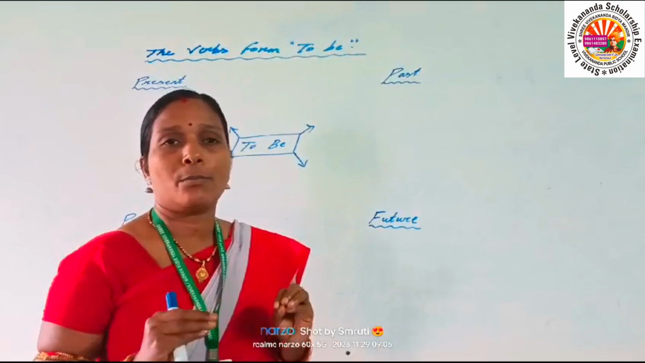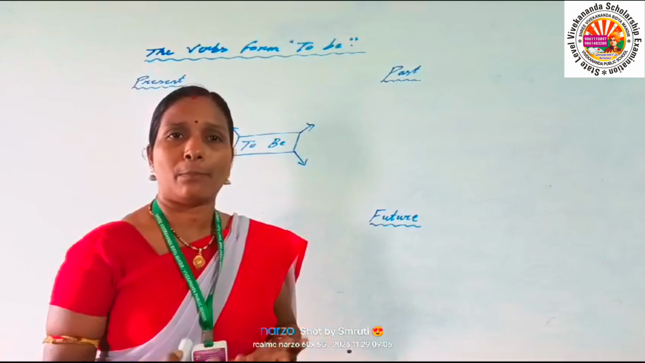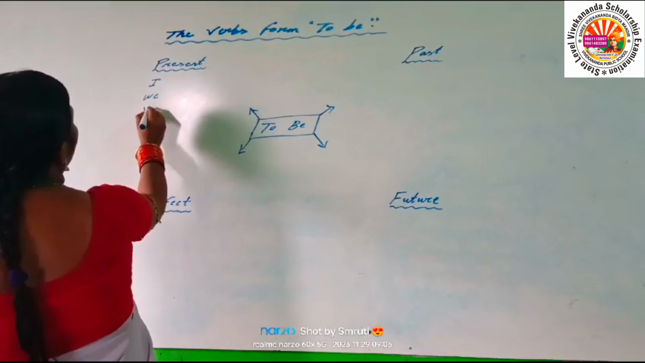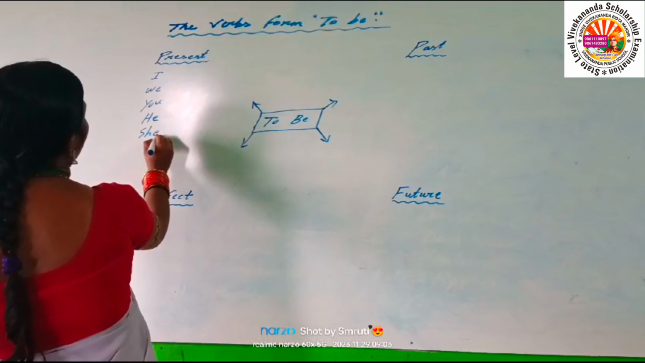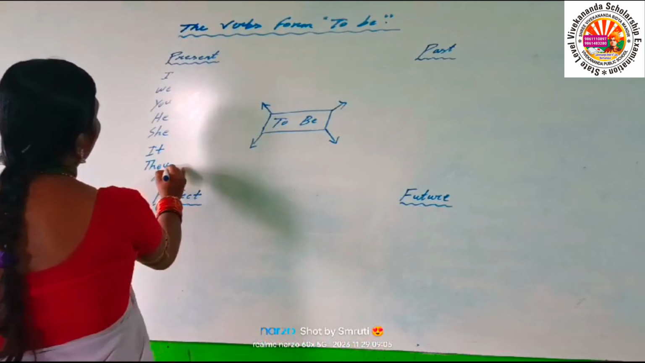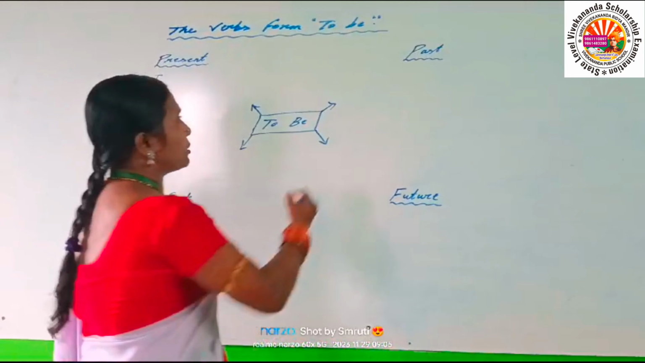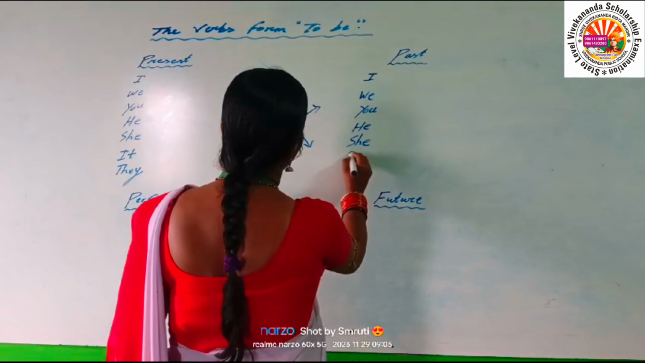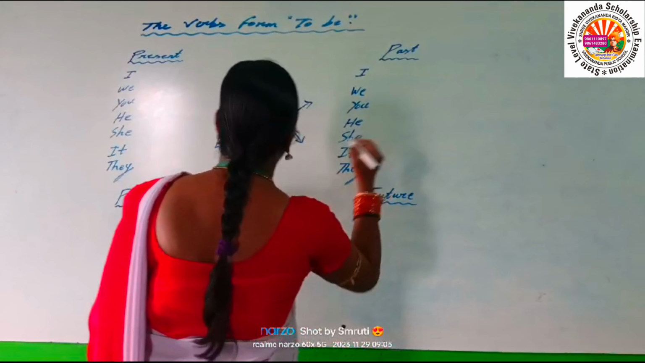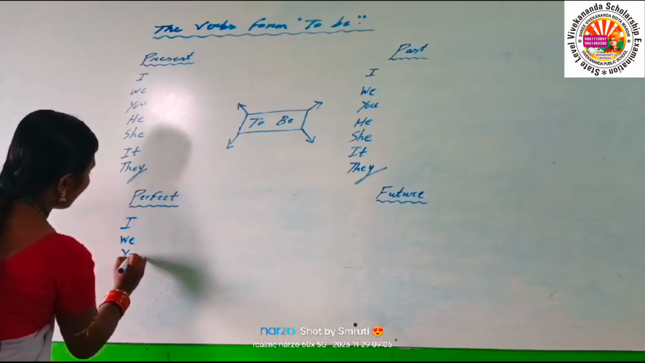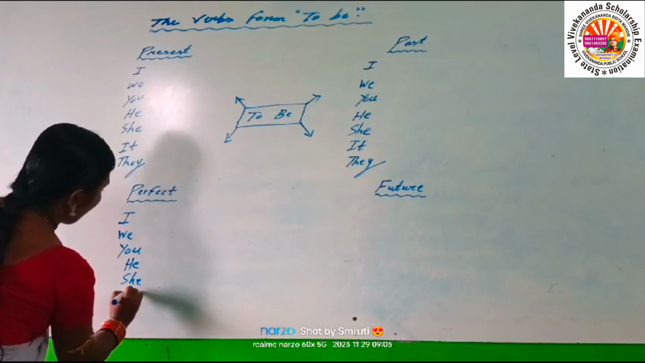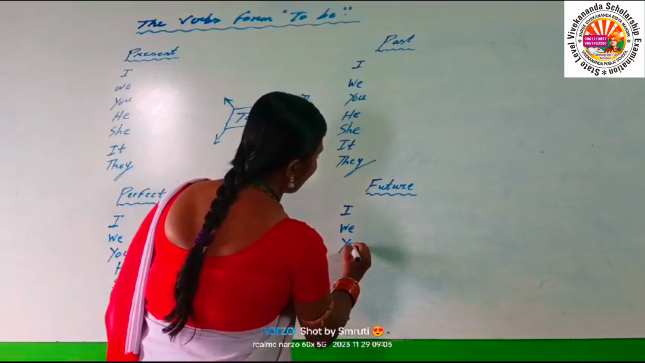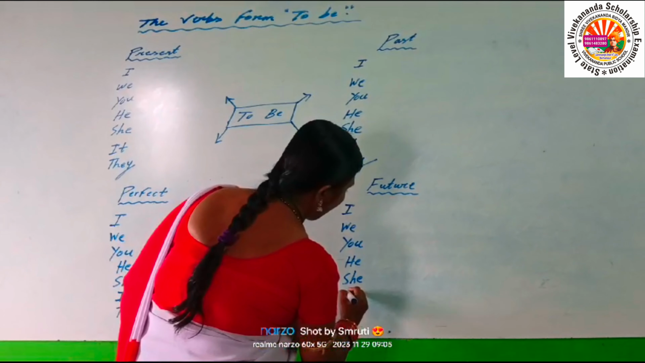It is the nominative case, with pronouns. We say pronouns came to help people use the verb. In the nominative case we have: I, we, you, he, she, it, they.